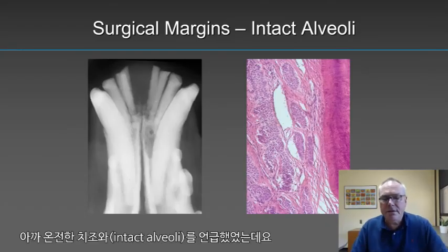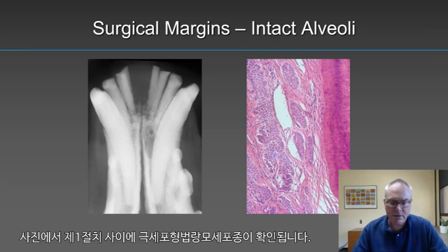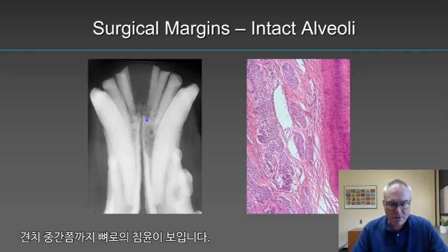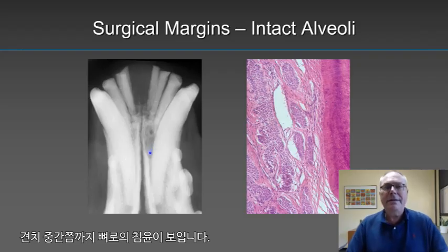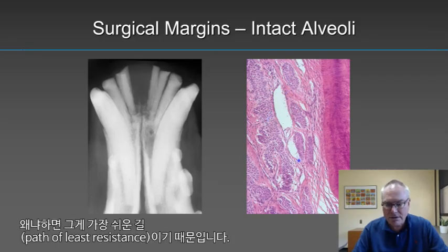So I've mentioned intact alveoli, and the reason for that is very specific. Here we see a small canine acanthomatous ameloblastoma between the two first incisor teeth. We can see that there is bony infiltration up to the level of approximately halfway the canine tooth. But looking histologically, under the microscope, you can see that these ameloblastoma cells infiltrate the periodontal ligament because that is the path of least resistance.